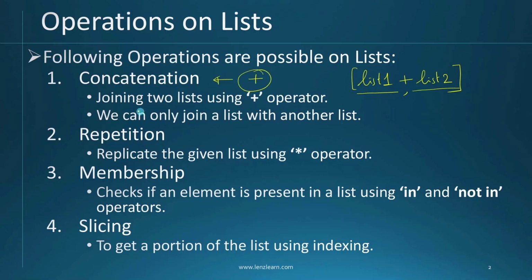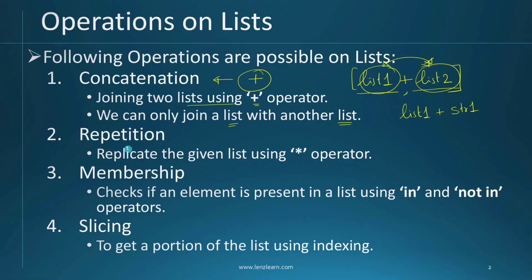Now you should understand we can use concatenation operation only between two lists. On the left side you should have a list and the right side you should have another list. If you try to concatenate a list, for example list1, with a string value, for example string1, then this will give an error. You cannot do this. So concatenation operation is used to join two lists using the operator plus. We can only join a list with another list. Please be careful about that. Both sides the operand has to be of the same data type.